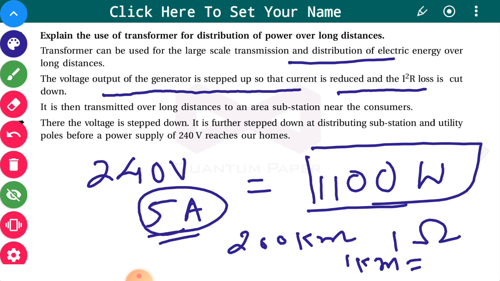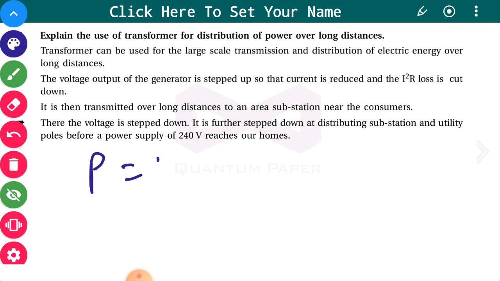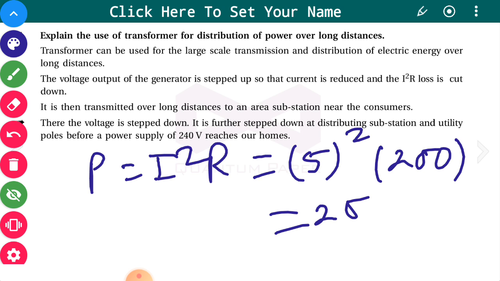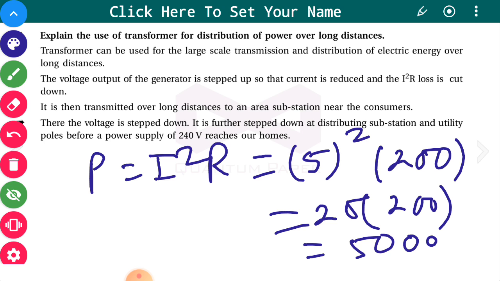So how much power will be dissipated? Power dissipated is I square R. So I is 5 square, and R is 200. So 25 into 200 is 5000 watt. The power will not reach our home. It will vanish, or disappear within the wire itself, and it will never reach our home.